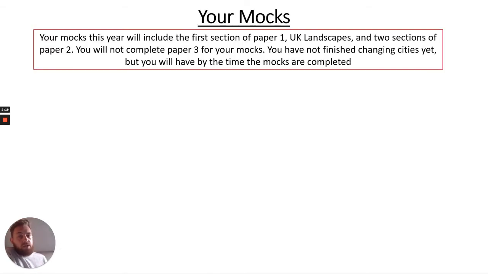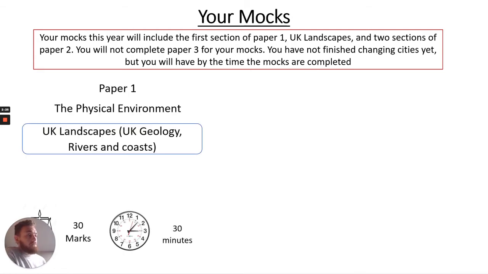Okay, so your mocks this year will include the first section of paper 1, UK challenges, because you've already studied that one. That will mean that you have a total of 30 marks in that part of the mock, and you're going to have 30 minutes to complete that paper. As you know, when you do your exam technique in lessons, you should generally give yourselves the same amount of minutes as marks, so 30 marks will give you about 30 minutes unless you are entitled to extra time.